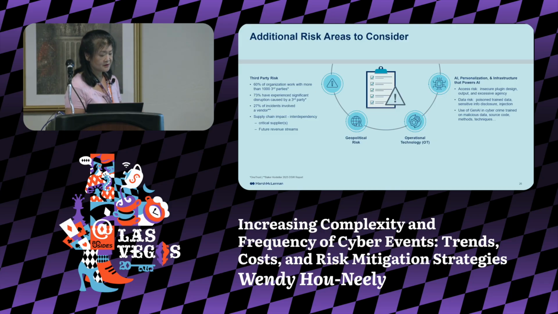73%, that's more than two-thirds, have experienced significant disruption by a third party. That's a pretty big one. And then 27%, about a third of incidents, involve a vendor. And then of course the supply chains and so on. So this is an area that I think you should focus on. Have some awareness and understanding, and make sure you understand what kind of interruption you could experience.